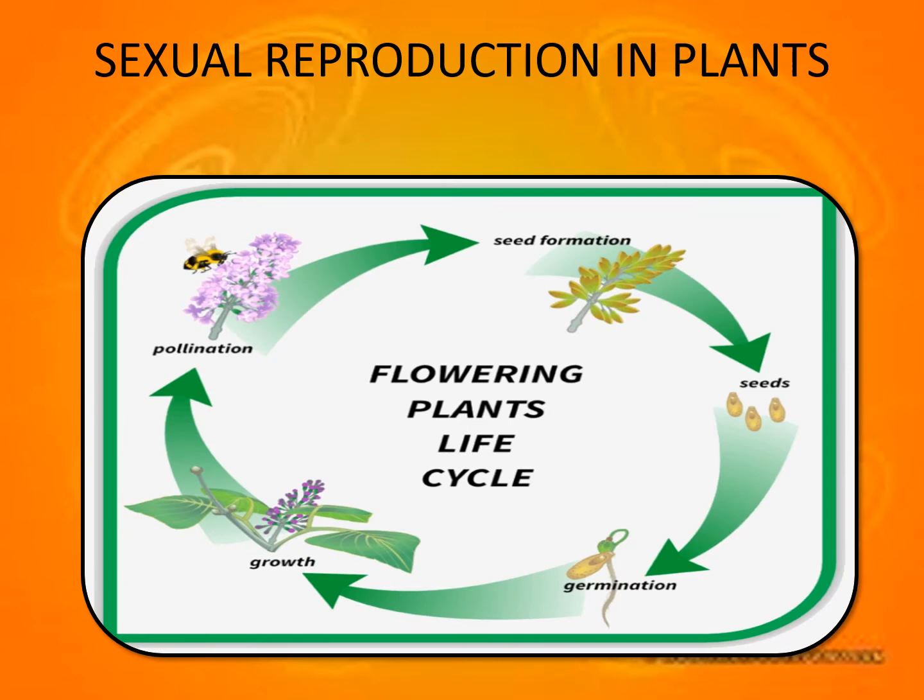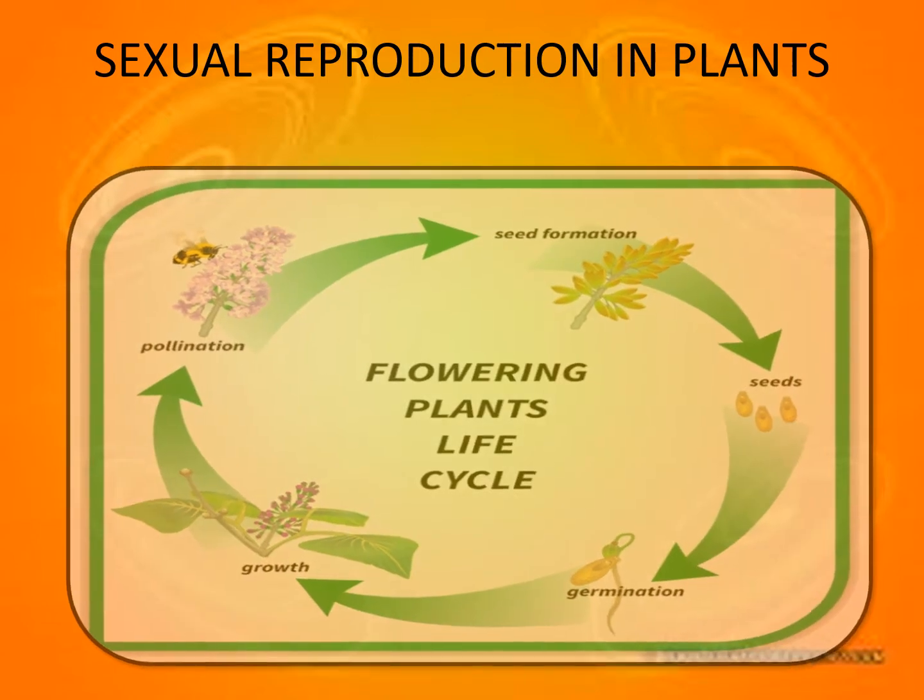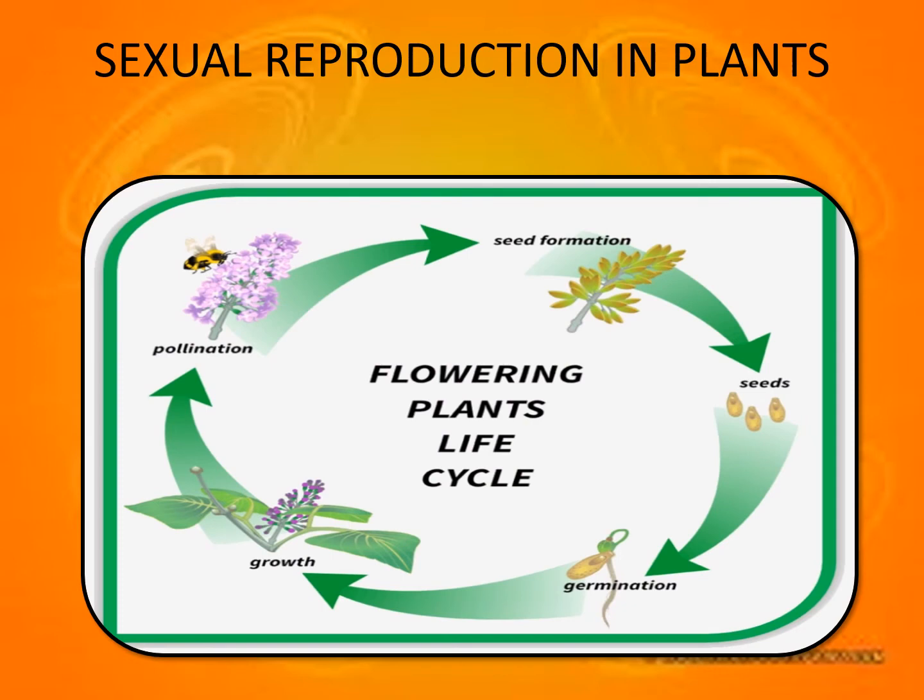This is a life cycle of flowering plants, showing how seeds are sown, then germination taking place, after which plants grow, they produce flowers, pollination takes place, thereafter fertilization and seed formation.